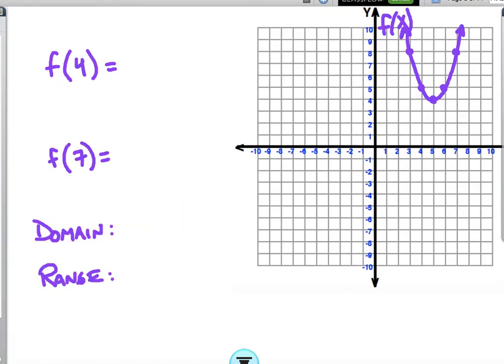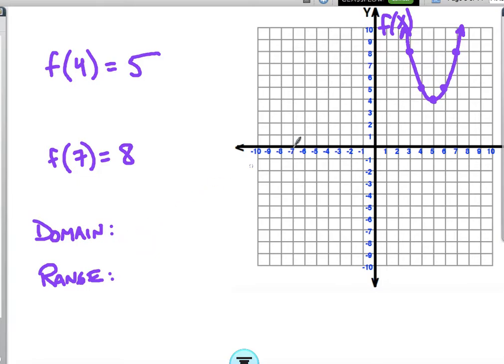Okay, here's another one. So this is our f of x function. It's a quadratic. Evaluating at 4 means we're going to go to 4 on the x-axis, look to see where it hits the graph. It hits right here, and that is at a y value of 5. Here we're going to evaluate at 7, so go to 7 on the x-axis, look to see where it hits the graph. It hits up here at 8, so that is our y value of 8.